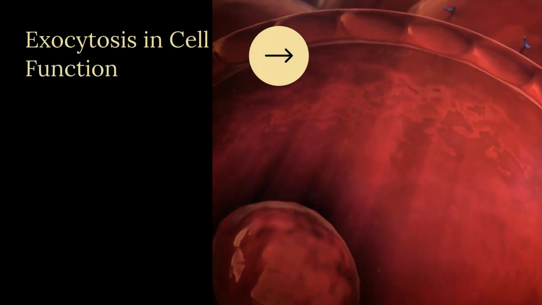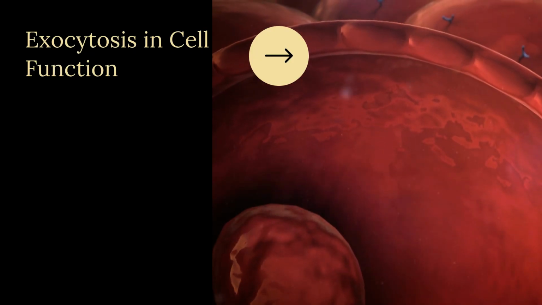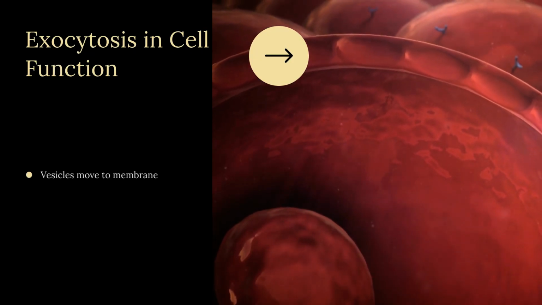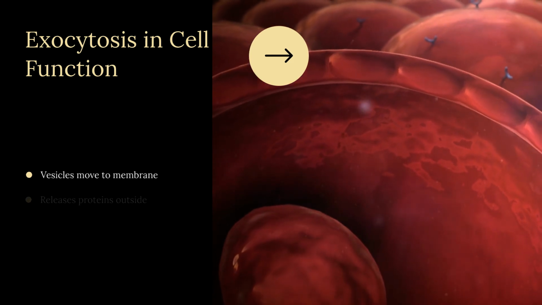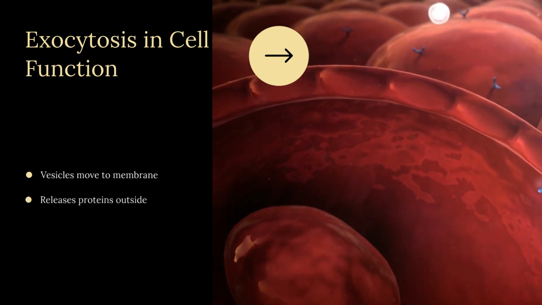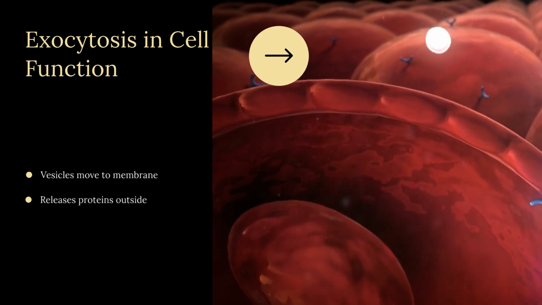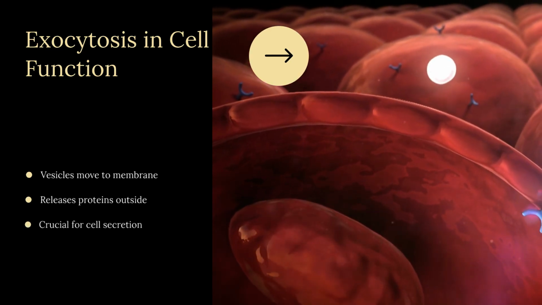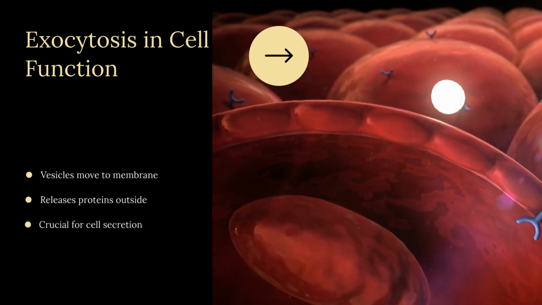Exocytosis releases substances from the cell. Vesicles move towards and fuse with the membrane. This releases molecules like proteins and waste outside. Exocytosis is crucial for cell communication. It assists in secretion and waste removal.